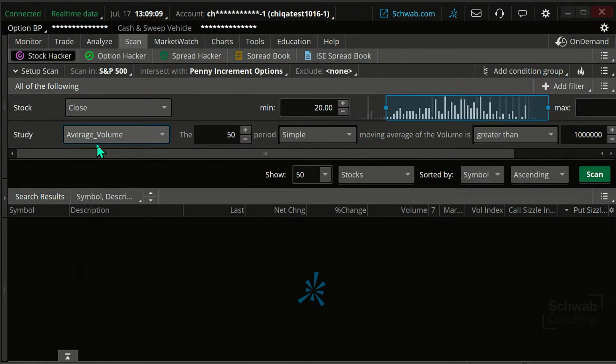And what I'm going to say is the average volume, the 50-day simple moving average. You just got to read it, it's pretty much plain English here. The 50-day simple moving average of the volume is greater than, let's see, what is it? I got to count my number of zeros there. Is that 1 million? That's 10 million. I'm good with that. We'll leave it at 10 million, okay?